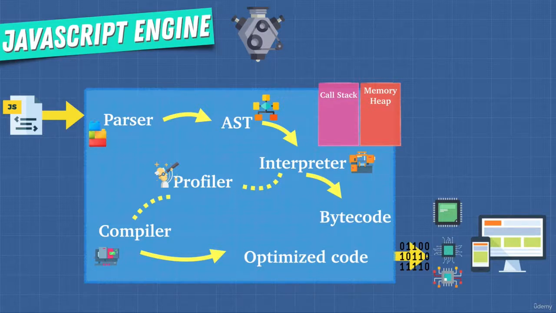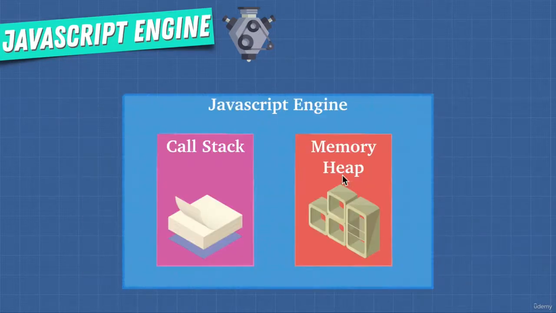In this section, we learned about the JavaScript engine, how we can send a JavaScript file, and it runs it all through these steps, including an interpreter and a compiler, a JIT compiler, to send us optimized code that we can run on our machines. And then we also learned about these two very important concepts that we're going to take with us throughout the rest of the section: call stack and memory heap, and how these are used to run and execute our code.